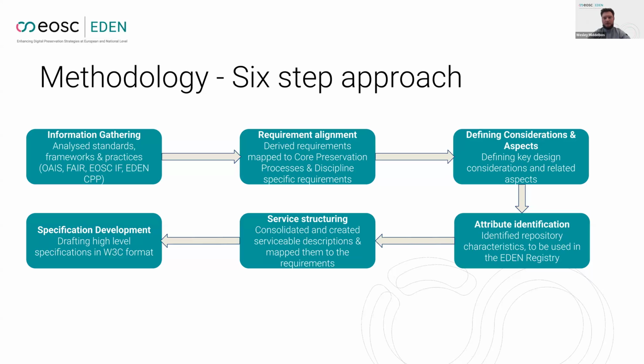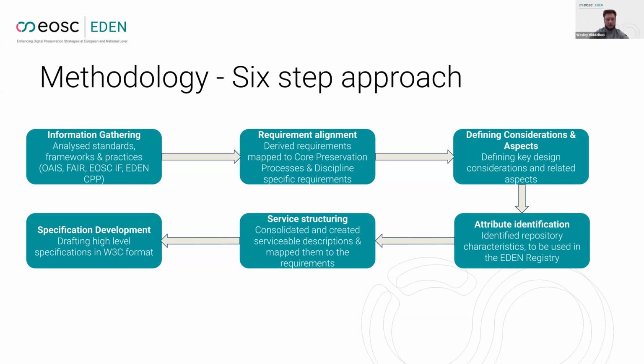So a little bit about the methodology we took. It was a 6-step approach, as we were already told in the last slide. We first started with the information gathering. It's important to say that this step is not linear. It has been reiterative. The process cycled back repeatedly as new insights emerged.